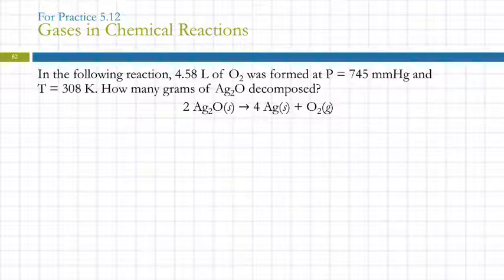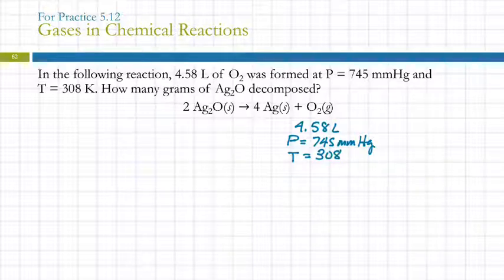So it's telling me I have 4.58 liters of oxygen. So under O2, I'm going to write 4.58 liters. And it tells me what the pressure is, so I'm going to stick that down there too. Pressure is 745 millimeters of mercury, and the temperature is 308 Kelvin. At least we don't have to convert that. All that information was about the oxygen gas. What are we trying to find? Grams of Ag2O.